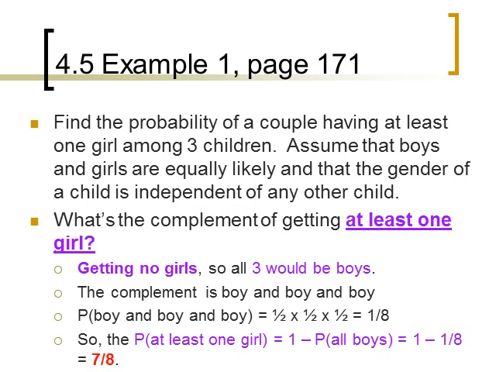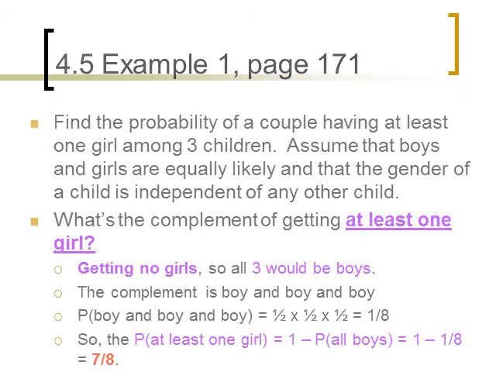So the probability of at least one girl is equal to 1 minus the probability of no girls, or all boys. And so that would be 1 minus 1/8, which is equal to 7/8. In this situation, 7/8 is a simple fraction, so we can leave the answer written in fraction form if we want. We have another example on the next page, which also deals with complements of events.